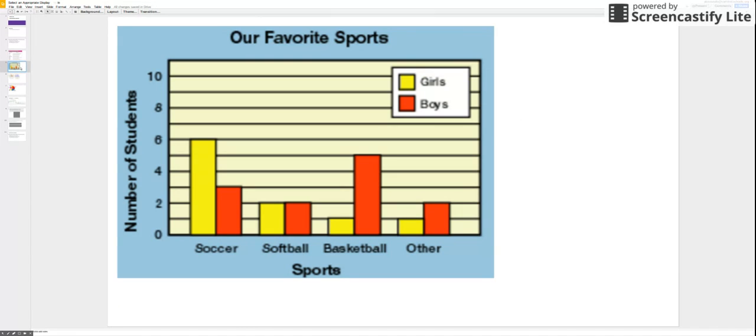All right, so this right here is an example of a double bar graph. If you notice, girls are yellow, boys are red. Okay, you have four categories, right? And you have two sets of data that you're comparing. So this is why a double bar graph would be best.